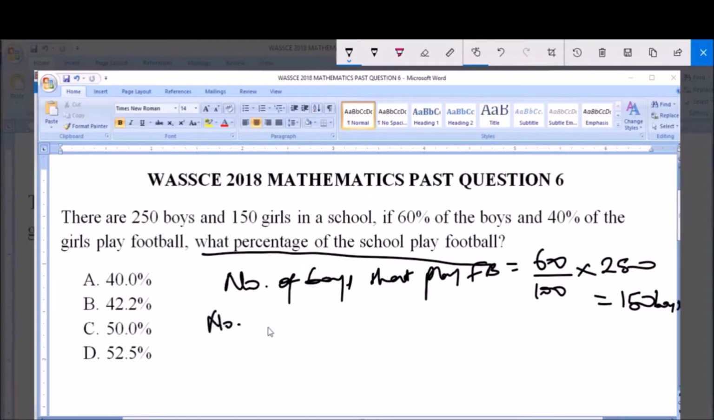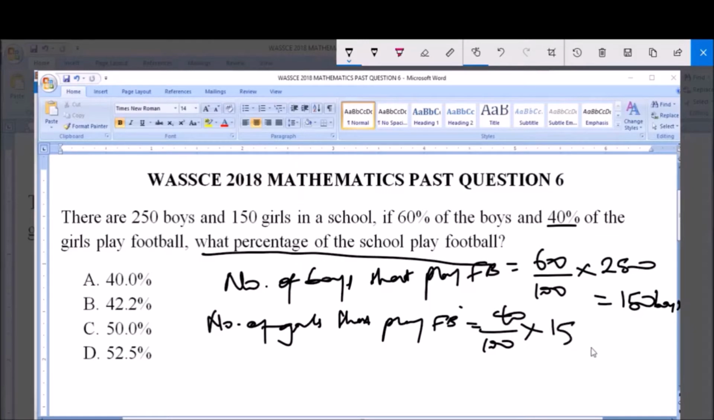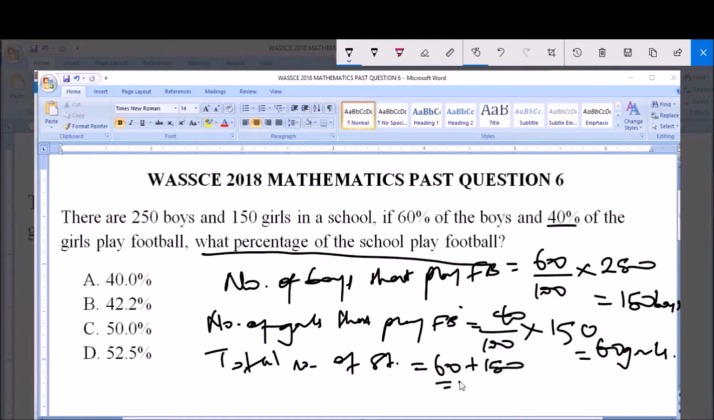Now the number of girls that play football can be estimated using the percentage, that is 40 over 100 multiplied by the total number of girls, which is 150. From this we can estimate that 60 girls play football. Now the total number of students that play football is equal to 60, the number of girls, plus 150, the number of boys, and that is equal to 210 students. So 210 students play football.